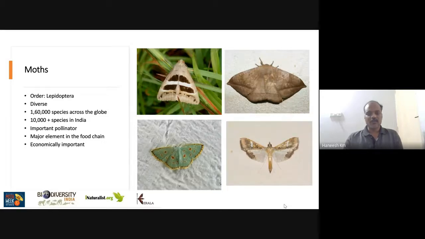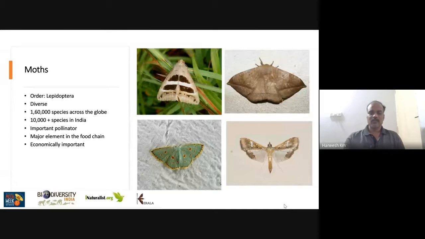When we are talking about moths, it's one of the important pollinators in nature. Most of our plants are pollinated by bees and butterflies, but when you look at the numbers, the number of moths is huge. They are important pollinators, especially for flowers which bloom at night, which are pollinated mainly by moths. And that is economically important also. Some cultivations depend mainly on moths to pollinate them.